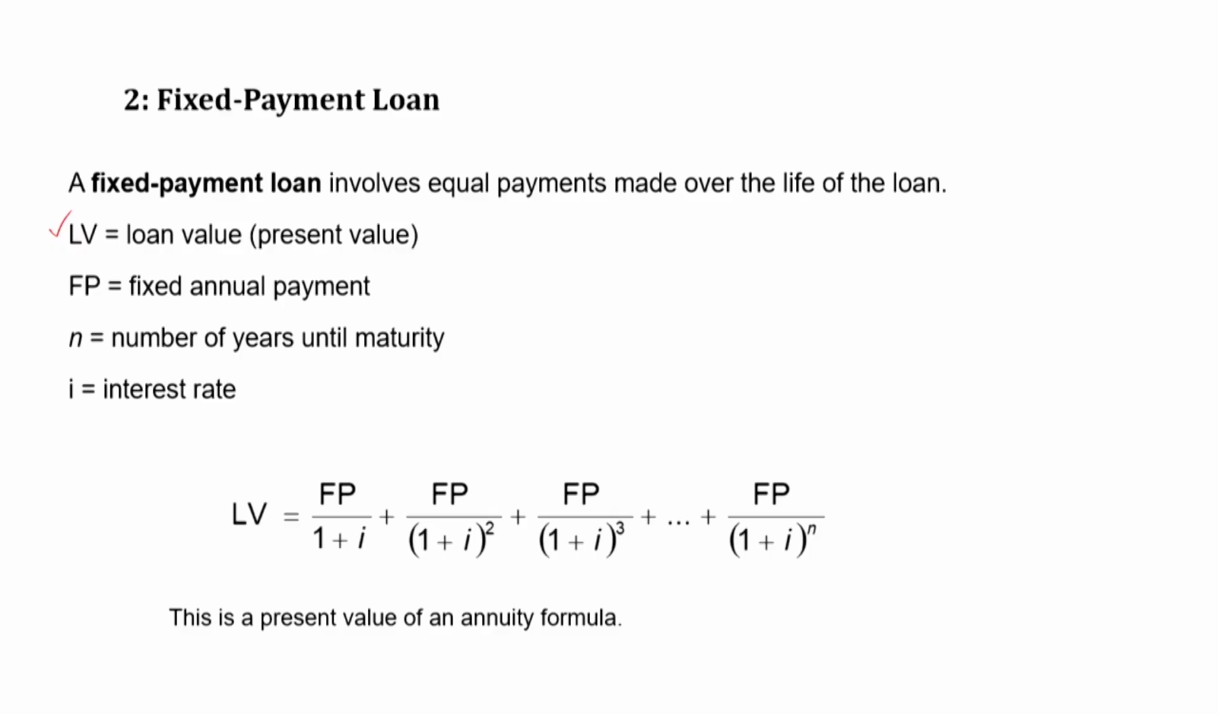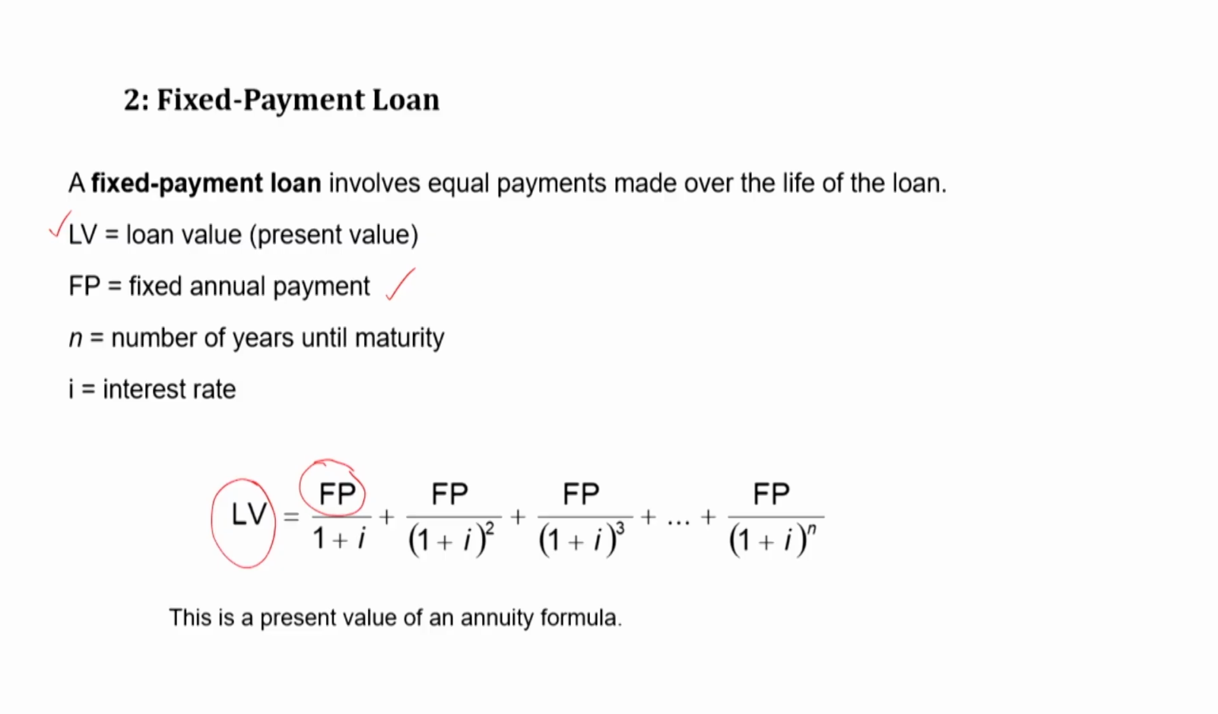Then the fixed annual payment that you need to make every year. Then the number of years until maturity, for example 10 years, 20 years, and the interest rate that the bank asks you to pay. So plugging in all these values, you enter the loan amount here, for example 10 lakhs, and every year, for the sake of simplicity, you need to pay, for example, 25,000. Then the number of years may be 20 or 25. Plugging in all this information, you are going to get the rate of interest.